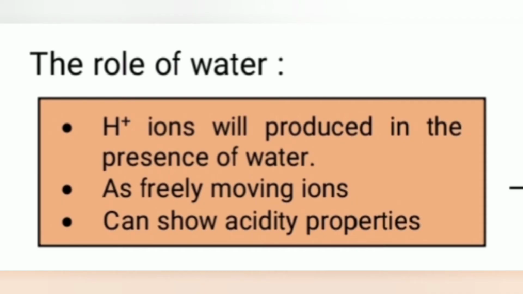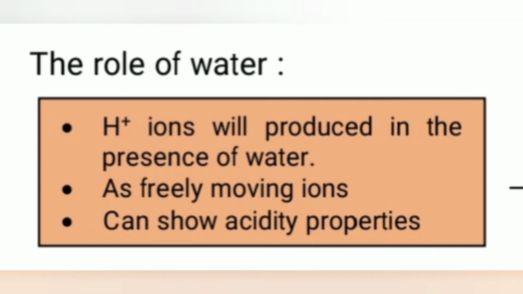Role of water to show acidic properties. An acid only shows its acidic properties when it is dissolved in water. Water helps the acid molecules to ionize to produce hydrogen ions. It is the hydrogen ion that causes acidity.